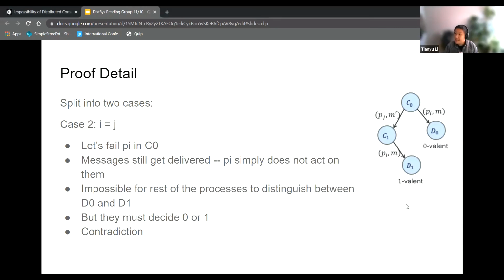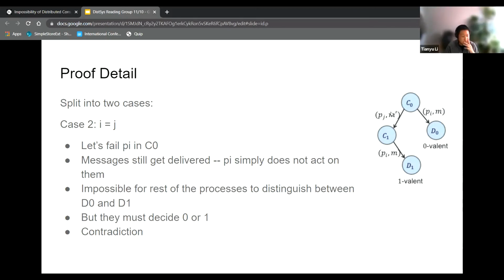The second case is slightly more involved, but let's say I and J are actually the same processor, right? We can't use the algorithm from before, but what we can do is this. We get one failure, right, in the setup, like we are allowed to fail one process. Let's just fail this particular process and see what happens, right? Say PI actually failed in C0 over here. Messages still can be delivered, just simply that PI won't do anything about it because it's dead, right?